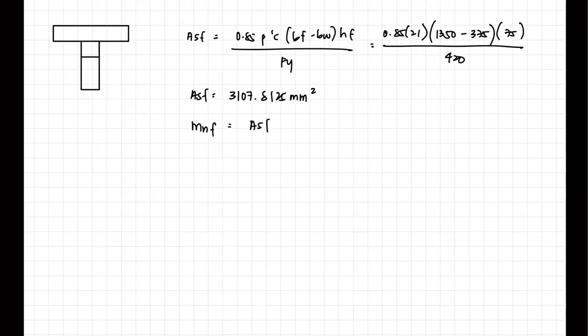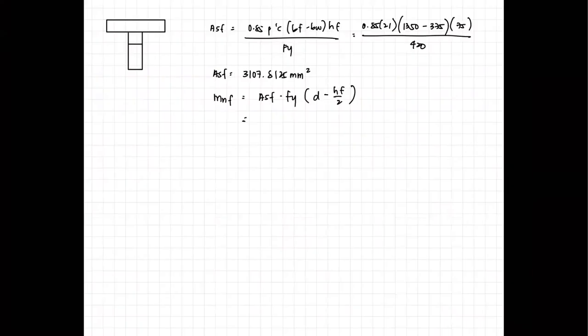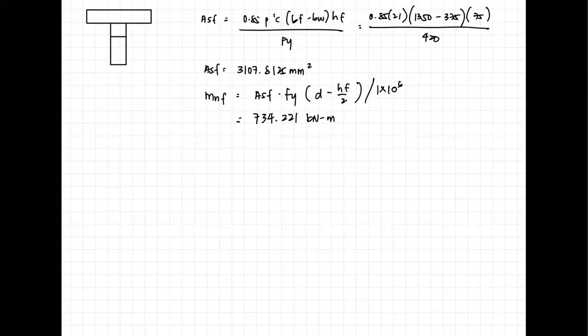Then get the moment capacity. We have ASF times Fy times D minus HF over 2. I will directly substitute: 420 times 600 minus 75 over 2. So we have a moment capacity of 734.221 kilonewton meter, divided by 1 million. Okay? So this is step 8.